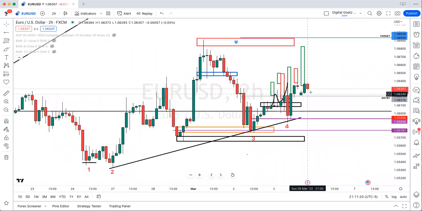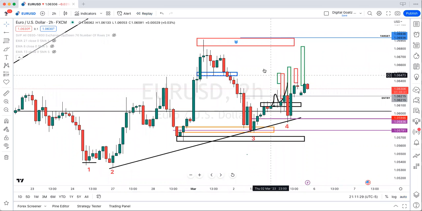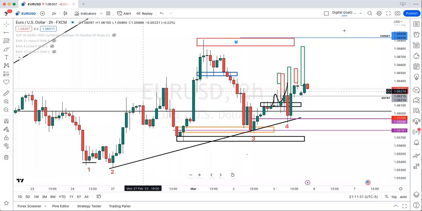So right now we're currently retesting. Overall, I'm looking at this market to stay bullish, right? I'm looking at this market to stay bullish unless something else happens within the market that I'm not paying attention to. Who knows?